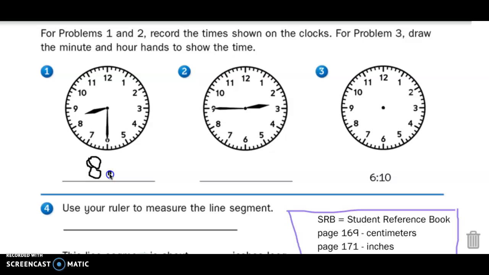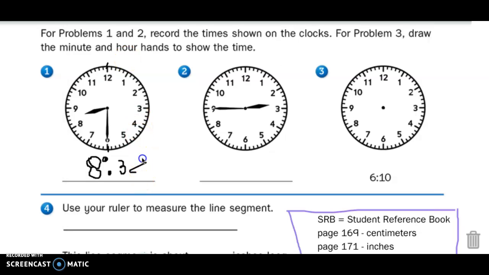8, put your colons in, the 2 dots right on top of each other. And how many minutes is that? Well, if this is 60, and we go halfway around, what's half of 60? Or I can count by 5s, right? 5, 10, 15, 20, 25, 30. It is 8:30.